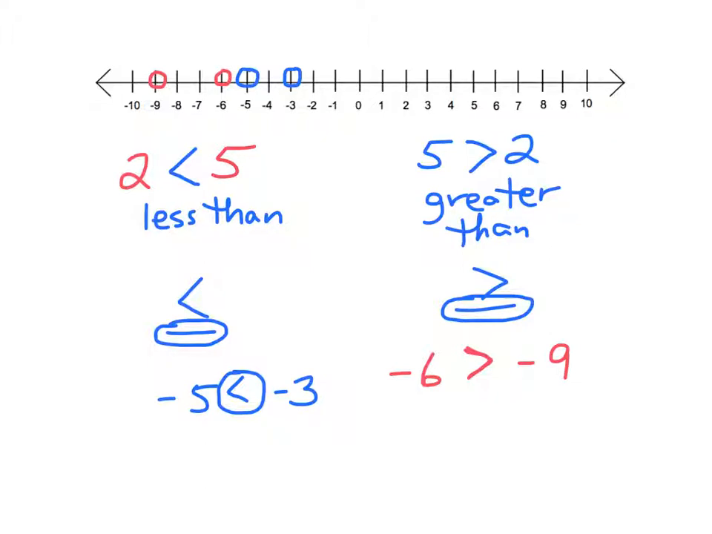Remember that using absolute value can change which symbol you are using. For instance, if we had the numbers negative 4 and 1, well, negative 4 is less than 1, so we would use that particular symbol. But how about if I gave you the absolute value of negative 4 and the number 1? Well, the absolute value of negative 4 is 4, so 4 is greater than 1, so I would have to use the greater than symbol.